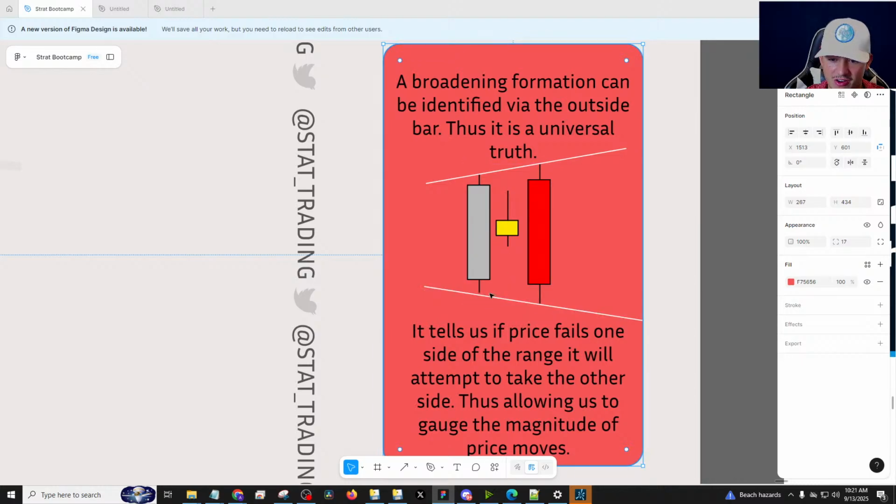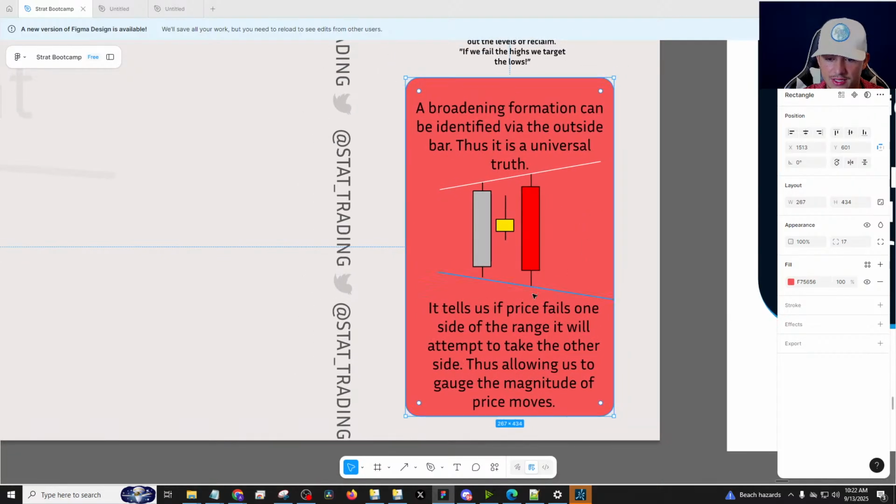It started here and then it went lower. Started here, it went higher. And what this tells us is, since we know the 3 happens and you have to have a 2 first, if price fails one side of a range or the range it's trading in, it will attempt to take the other side. So this is how we gauge the magnitude. And the 3 and the broadening formation are synonymous, which means they're the same. Because this 3 is a broadening formation.